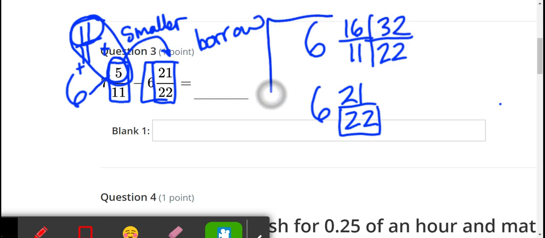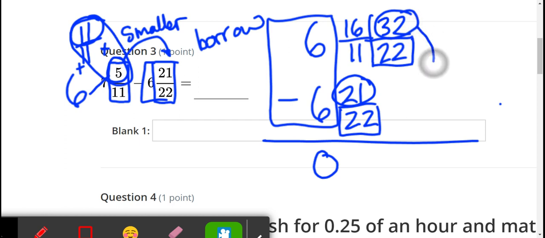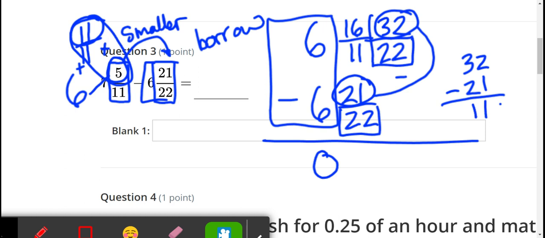We go back to the whole numbers, and it looks like we are subtracting. So 6 minus 6 is going to give us 0. And now that we have 32 and 21, we can subtract 32 minus 21. 32 minus 21, that's going to give us 11. The denominator is 22, and now the numerator is 11.